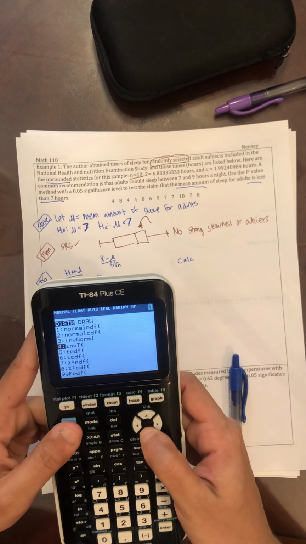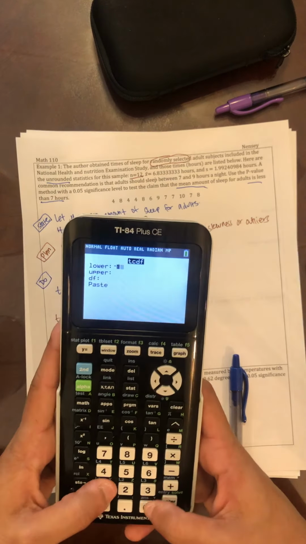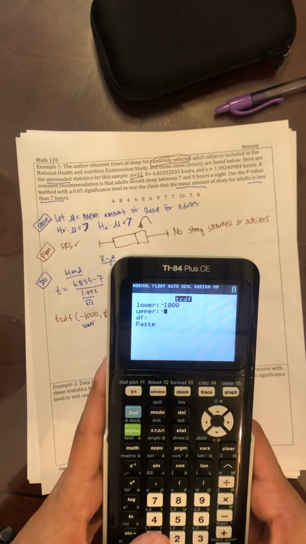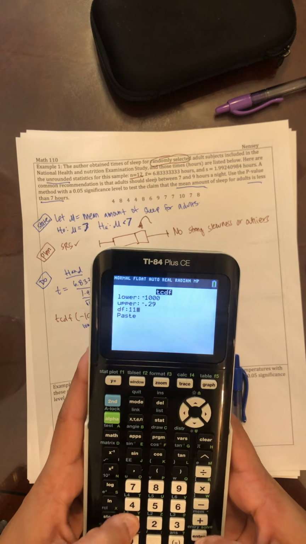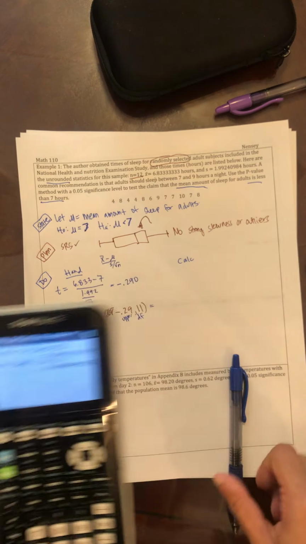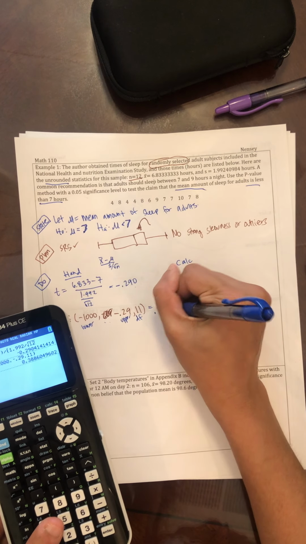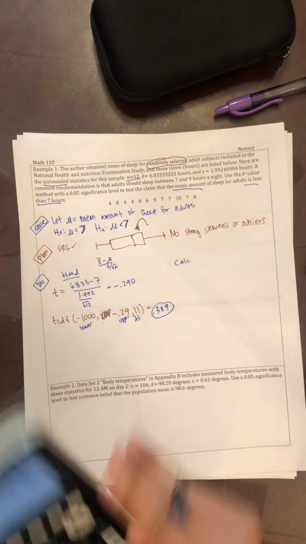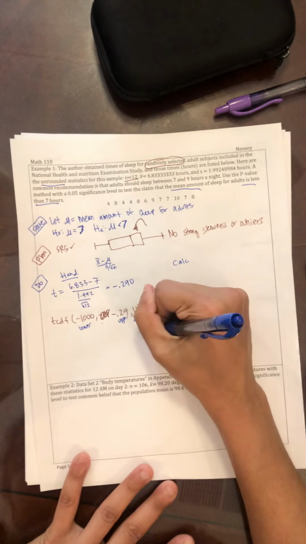Oops. So I have negative 1,000, negative 0.29, and 11. And I'm going to get 0.389. Okay, and that right here is called your p-value.